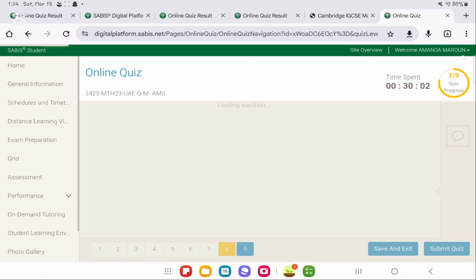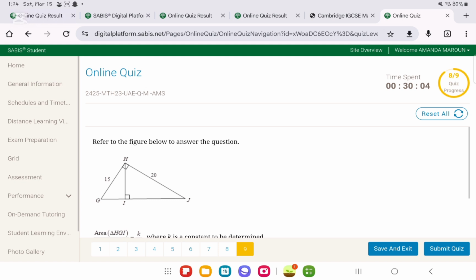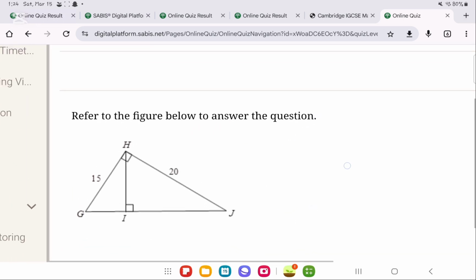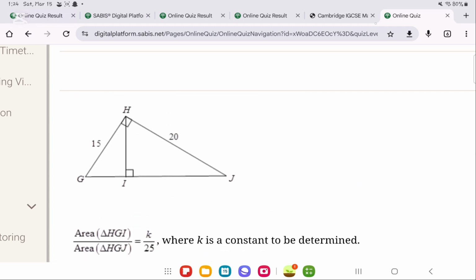We move on to question number 9, which is the last question. They said, refer to the figure below to answer the question. They told us area HGI over area HJG is equal to k over 25. So first thing we're going to do over here is trace the triangles that we need. We need this triangle in blue, which is HGI, and we need this triangle in red, which is HGJ. So what we could do over here is called the similarity ratios. So we need to apply the similarity ratios.